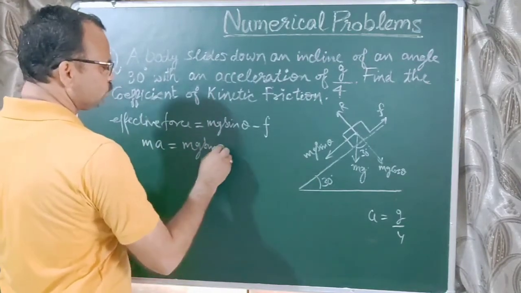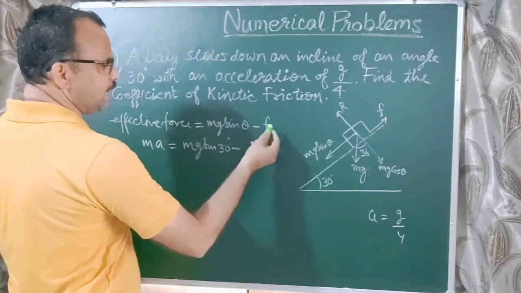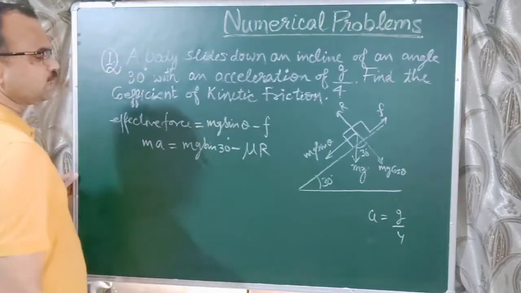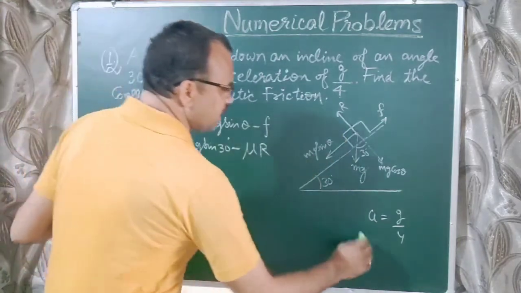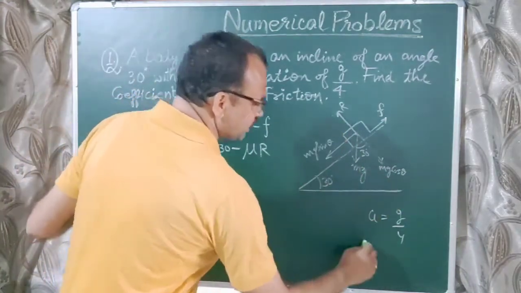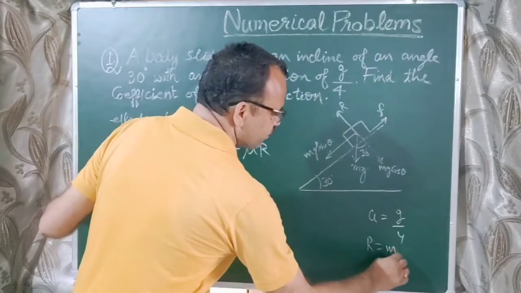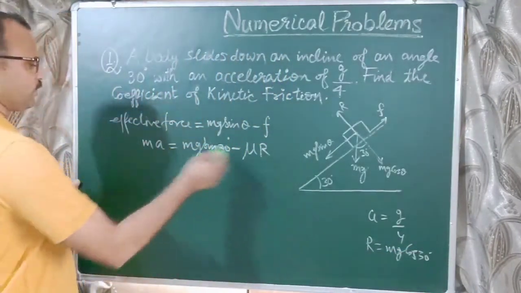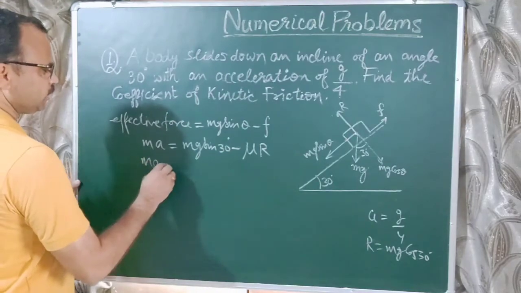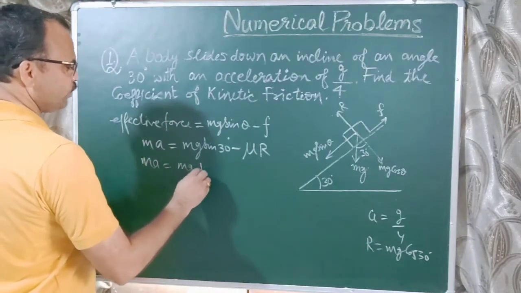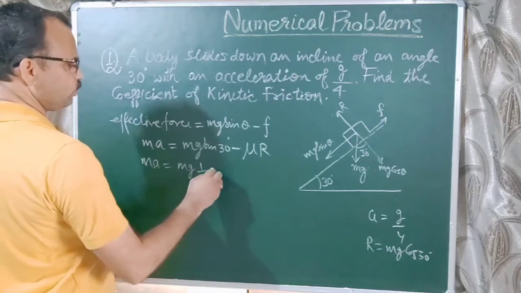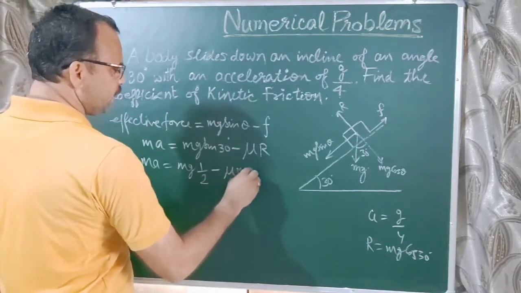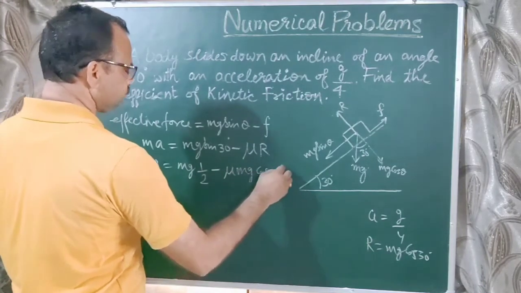So theta is equal to 30 degrees, and f equal to mu R. Here mu is the coefficient of kinetic friction, and R balances the component of weight perpendicular to the plane. So R equal to mg cos 30. Now substitute the values. So ma equal to mg into sin 30, which is 1 by 2, minus mu times R, that is mg cos 30.